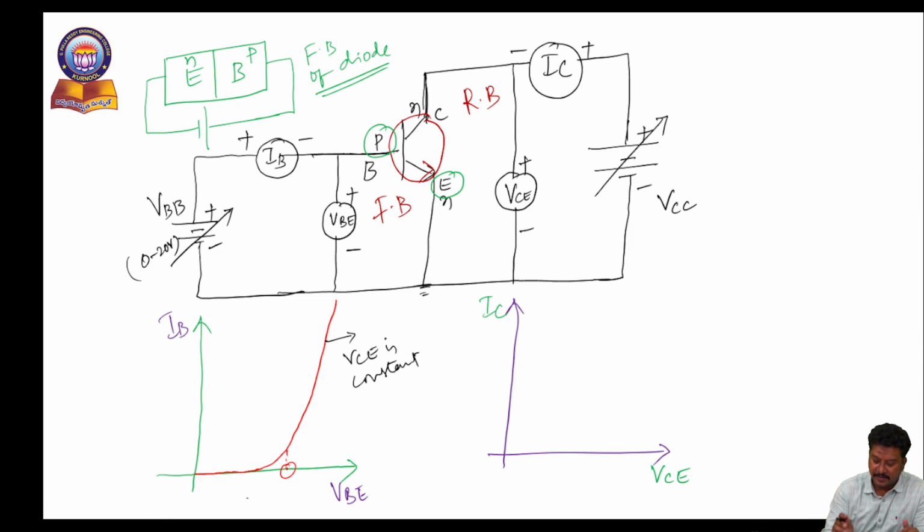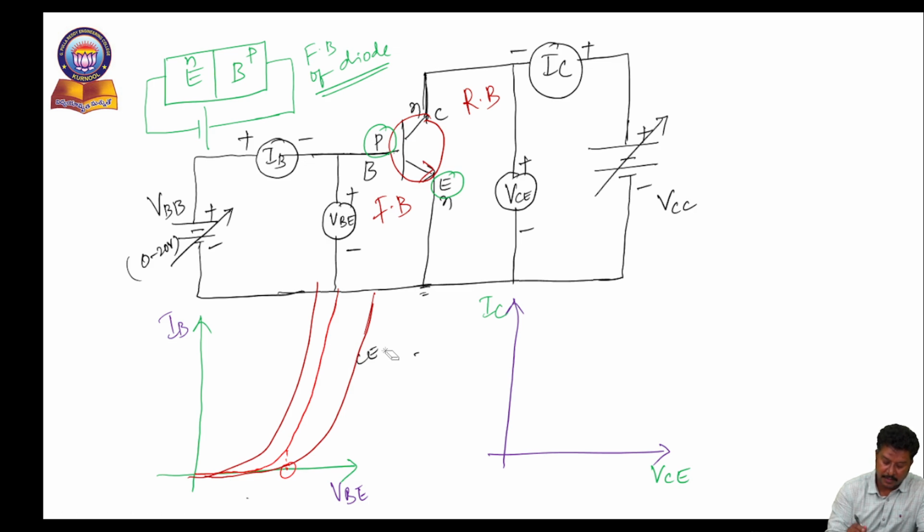So by first making VCE constant, I have to come to the input side and vary the input supply. According to that, I have to observe the input current and input voltage. In this case, initially I am considering VCE as constant. Based upon that, I observe three different characteristics. This is one case, and this is another case. By considering VCE as constant, let me give it in detail.